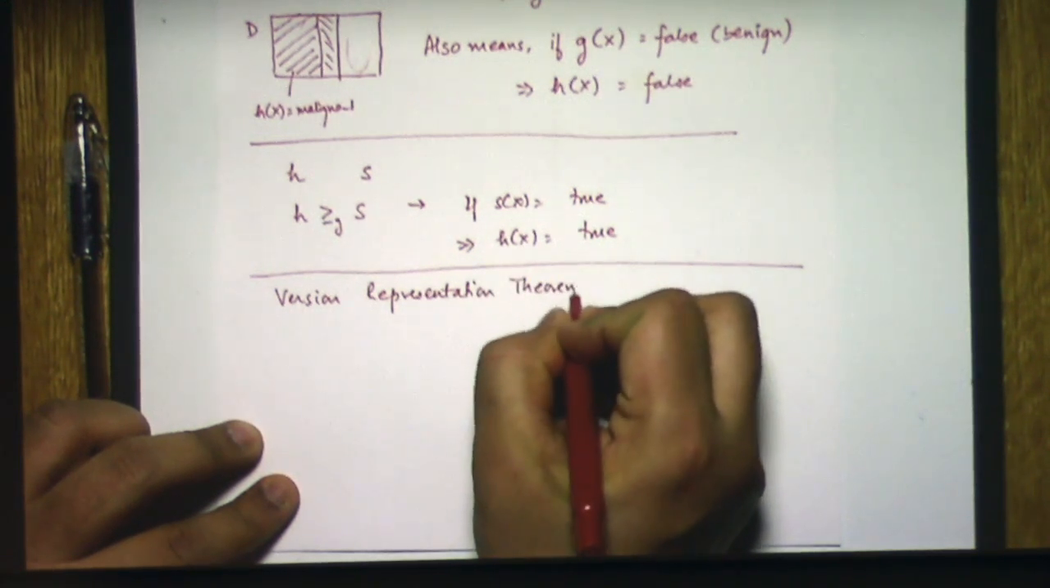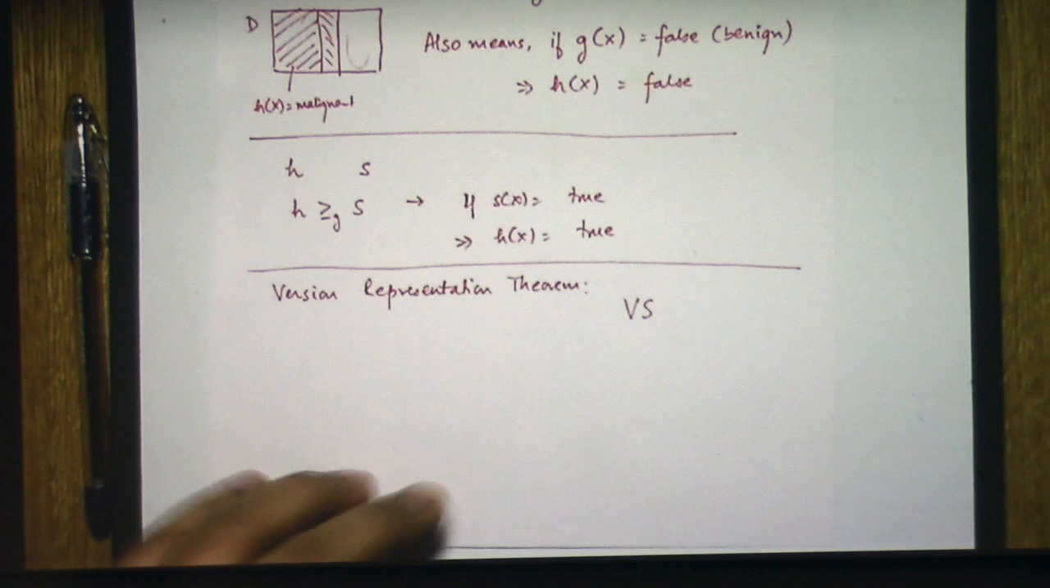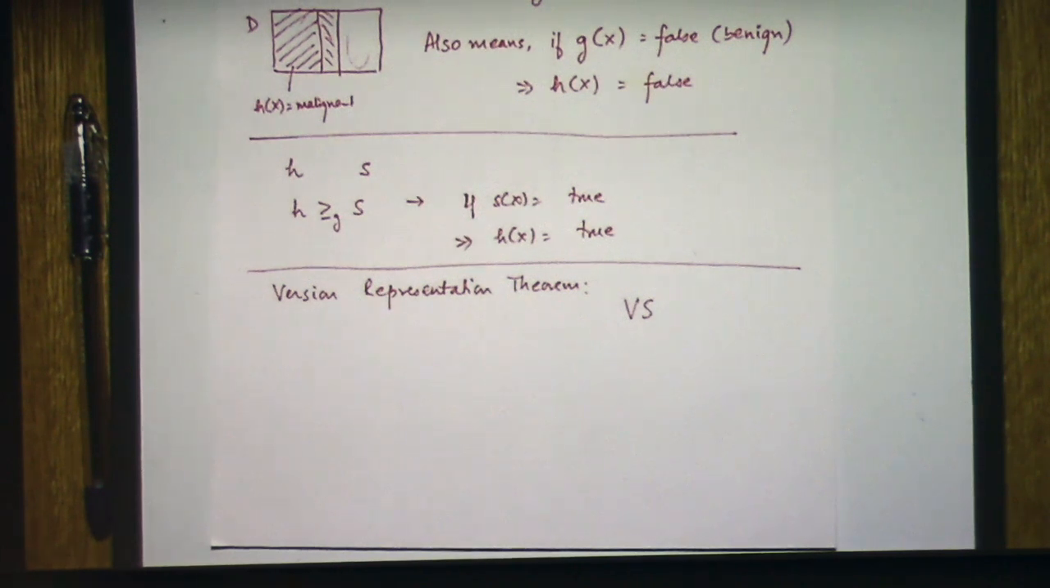So the idea behind this theorem was that if you have the version space, which is the set of all hypotheses which are currently consistent with your training data set, right? So you have your version space VS, then you can order all of the hypotheses in this version space based on how specific or how general they are.